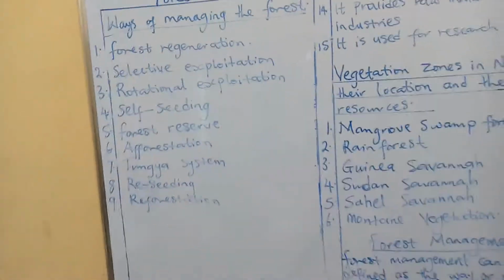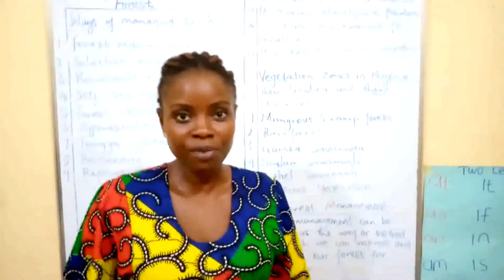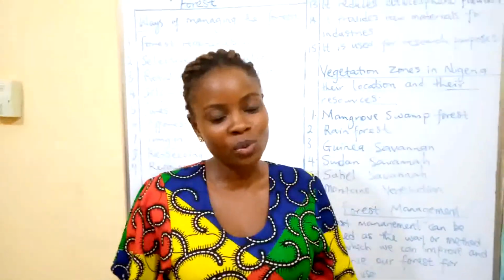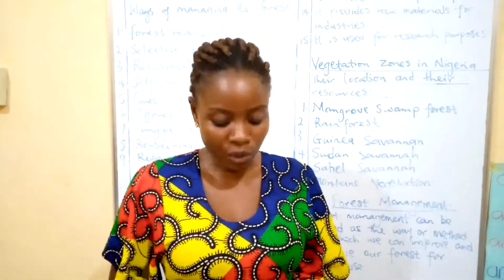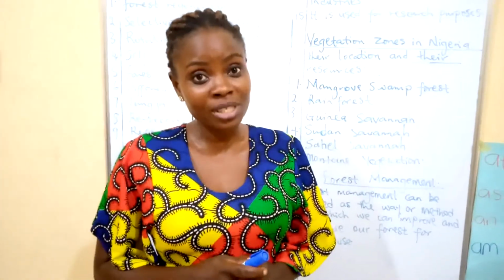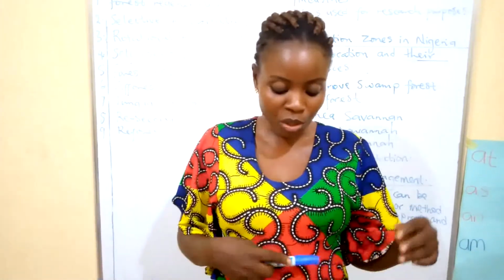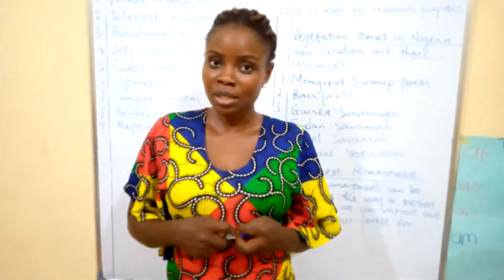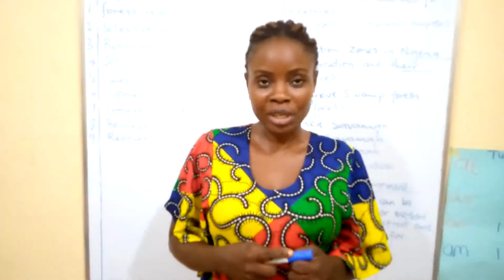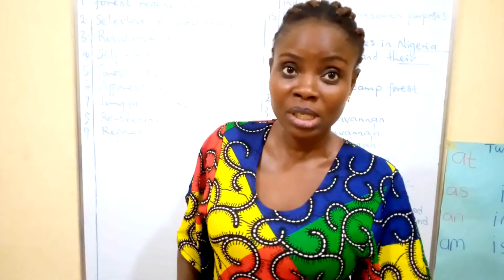Now, having said that, what are those activities that affect the forest? What are those things that we do that affect our forests? Okay. Now, number 1 thing that we do that affects our forests is what we call deforestation. This is the destruction of forest trees without replacement. And this is very, very bad. Destruction of forest trees without replacement. If you do that, you will not see some of those trees again.